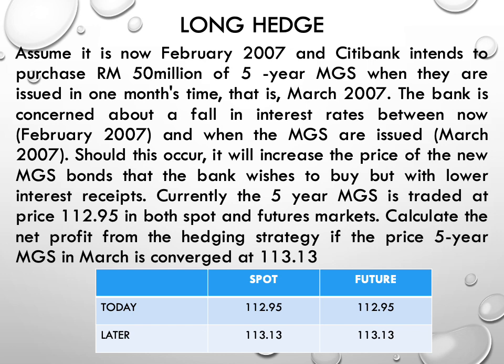Second, you must identify the price of bond in the spot market for today, price of bond futures today, and price for spot and futures market later on at the time you want to close out your transaction. In this question, it states price 112.95 in both spot and futures markets today. So spot and futures market today converge at 112.95, and at the time you want to close out your transaction, price for both futures and spot market converge at 113.13.